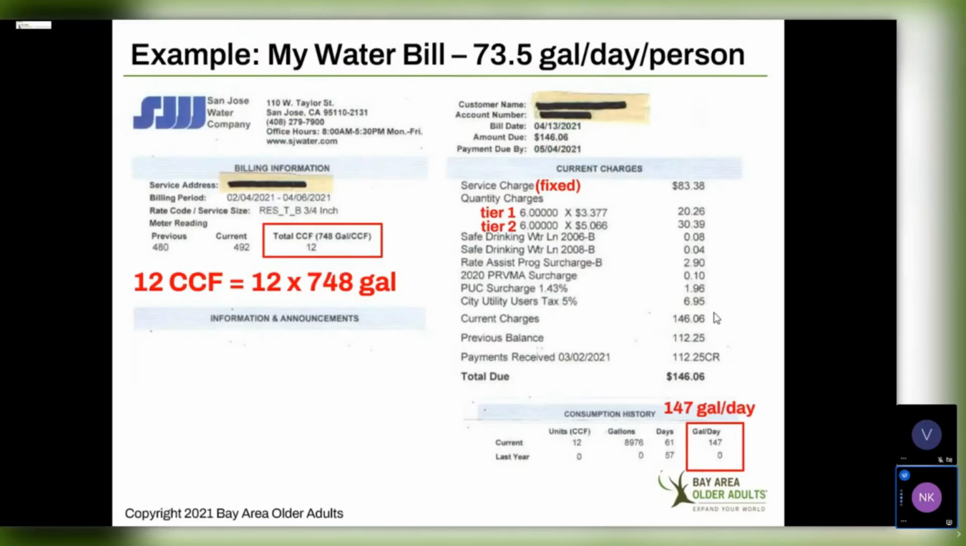Now, if you look on the bottom of the slide, the consumption history shows the water that your household used per day. We had 147 gallons per day.